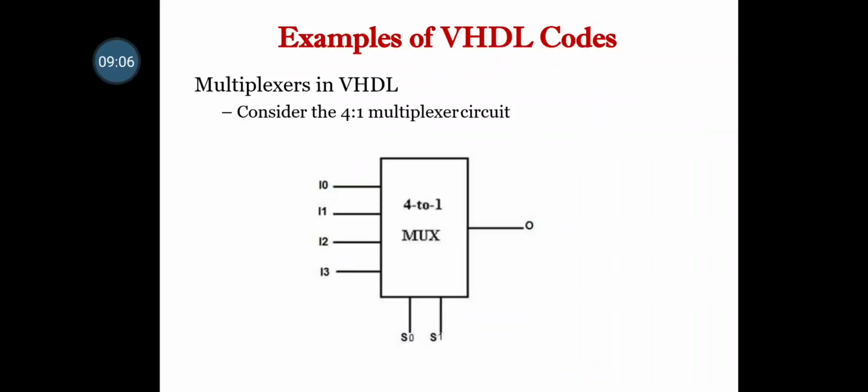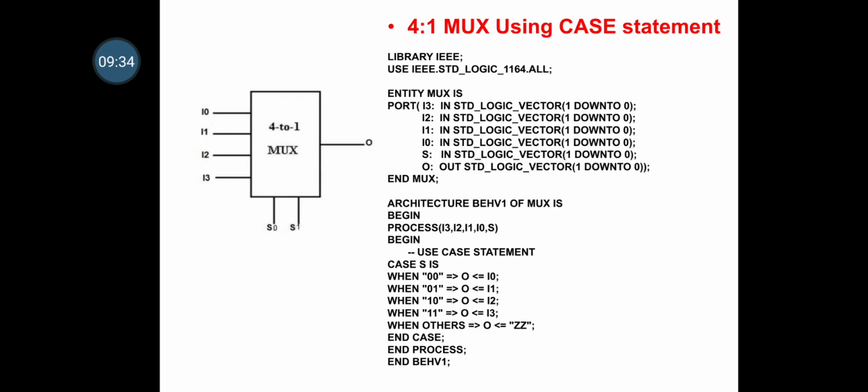Okay, now we will discuss the program of a 4:1 multiplexer, but in this program we will use the case statements which we have studied already in chapter 3. So here you can see the 4:1 multiplexer has I0, I1, I2, I3 as inputs, and S0, S1 as inputs too. S0 and S1 are the select lines, I0 to I3 are the data inputs, and O is the output. So the very first thing is the library declaration, and then comes the entity declaration.